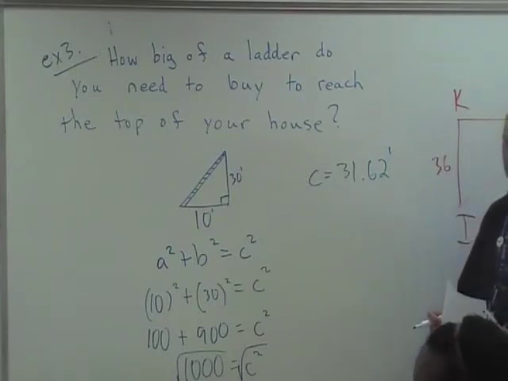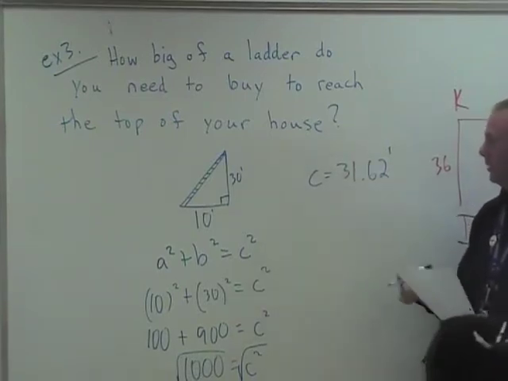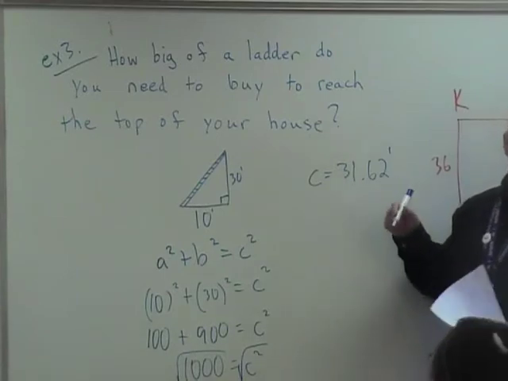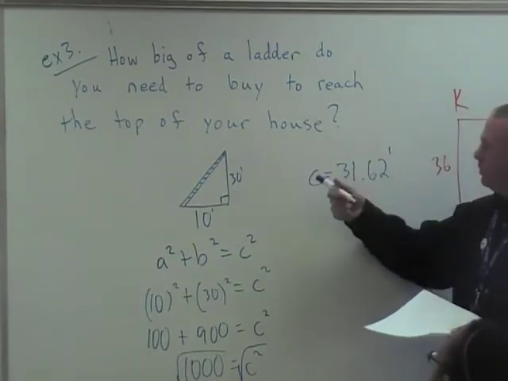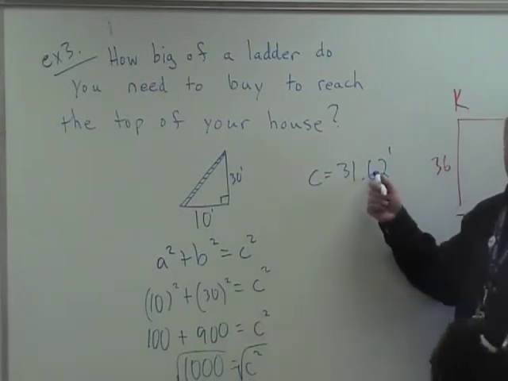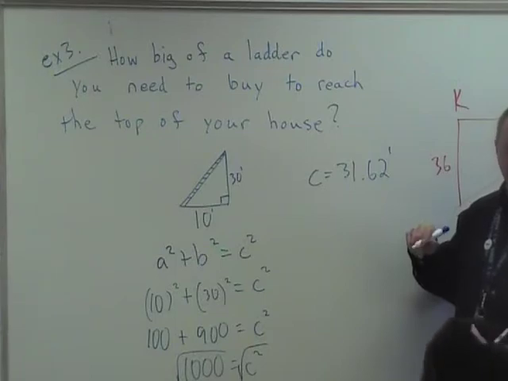All right, so that's an application. Really, the correct answer is this, but since I asked for it in hundredths, this is what you get. If I don't ask for it in hundredths, you would assume that you can't buy a 31.62 foot ladder, and you would say, I need a 32 foot ladder.